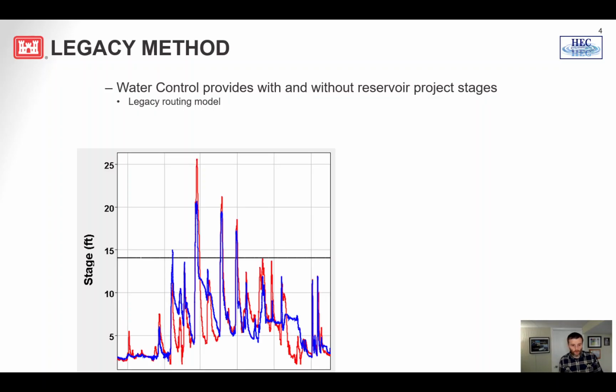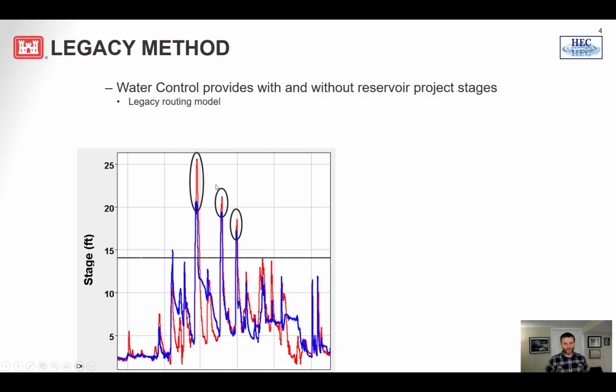Basically, it's just a routing model that's taking the observed data, which would be blue, so we're taking what actually flooded, and then we're routing inflows from the projects, and then basically saying, okay, if the reservoirs didn't exist, what would those river stages look like, which is routed to these locations, which we end up with red.